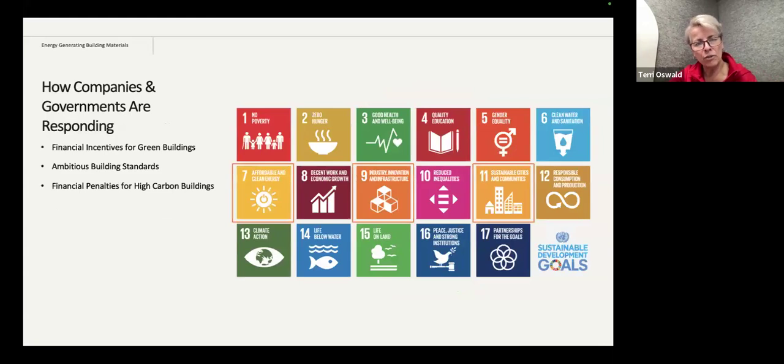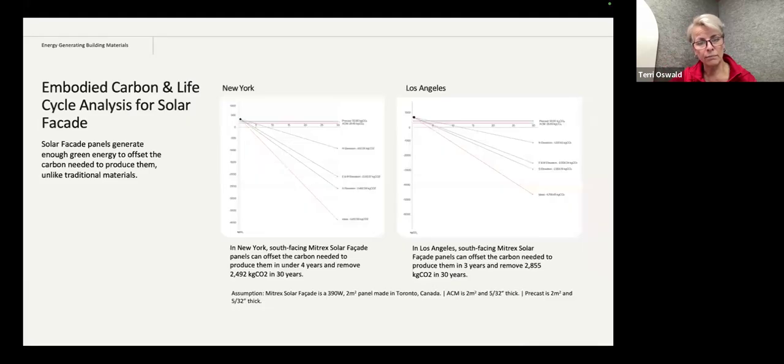Companies and governments are responding. There are a lot of incentives and there are a lot of things that companies are doing to move in the direction of sustainability, super important. But one of the biggest things is the financial incentives available to your clients. In the US, the investment tax credit is 30%. That is a lot of money. So if your clients are serious about integrating a BIPV technology into their project, that's 30% the government will write them a check for if they're going to do that.